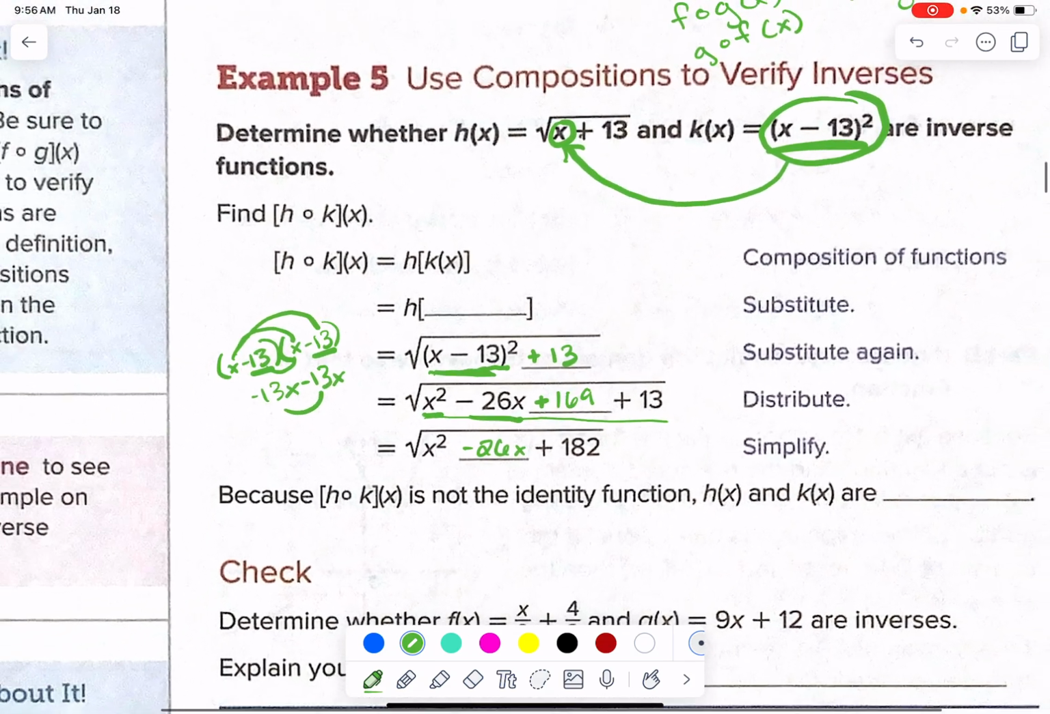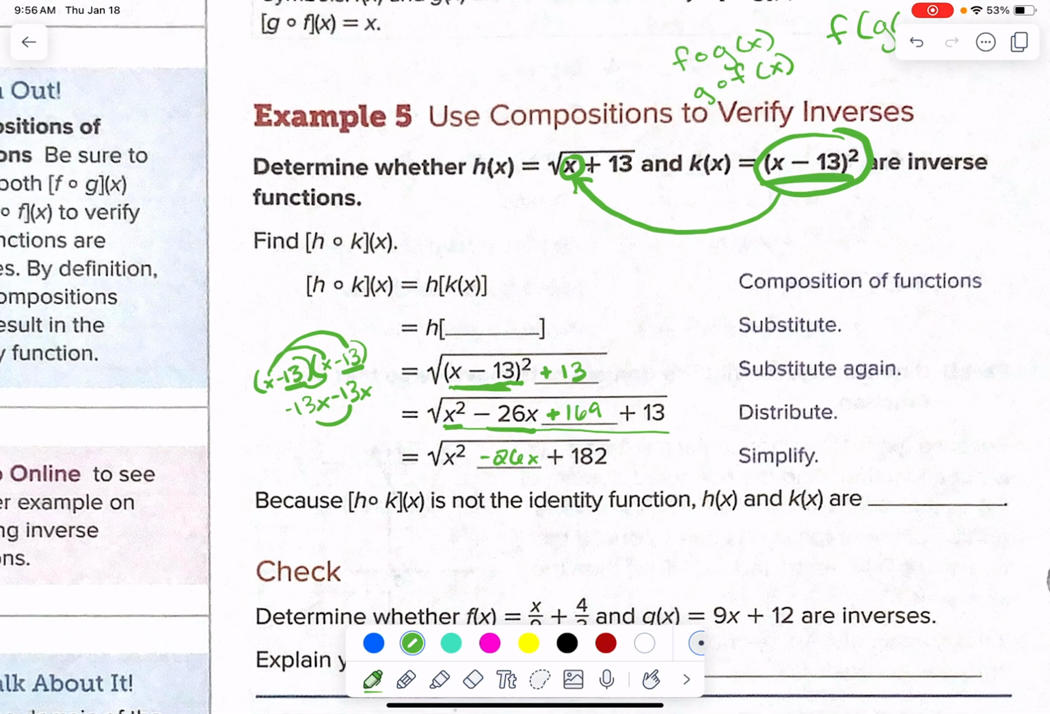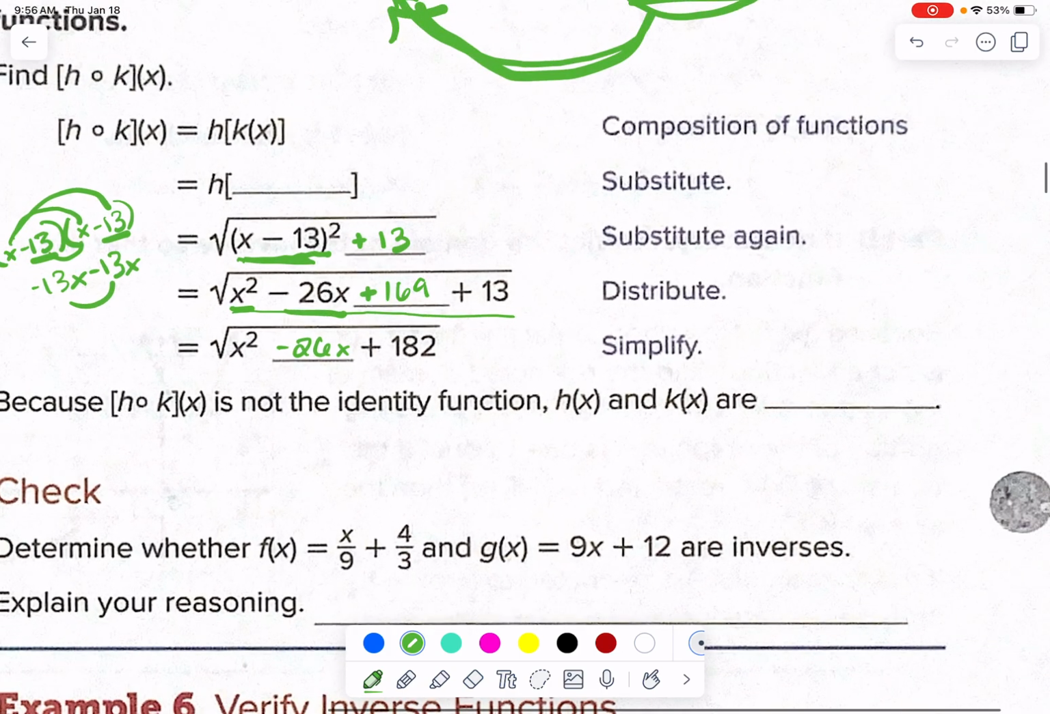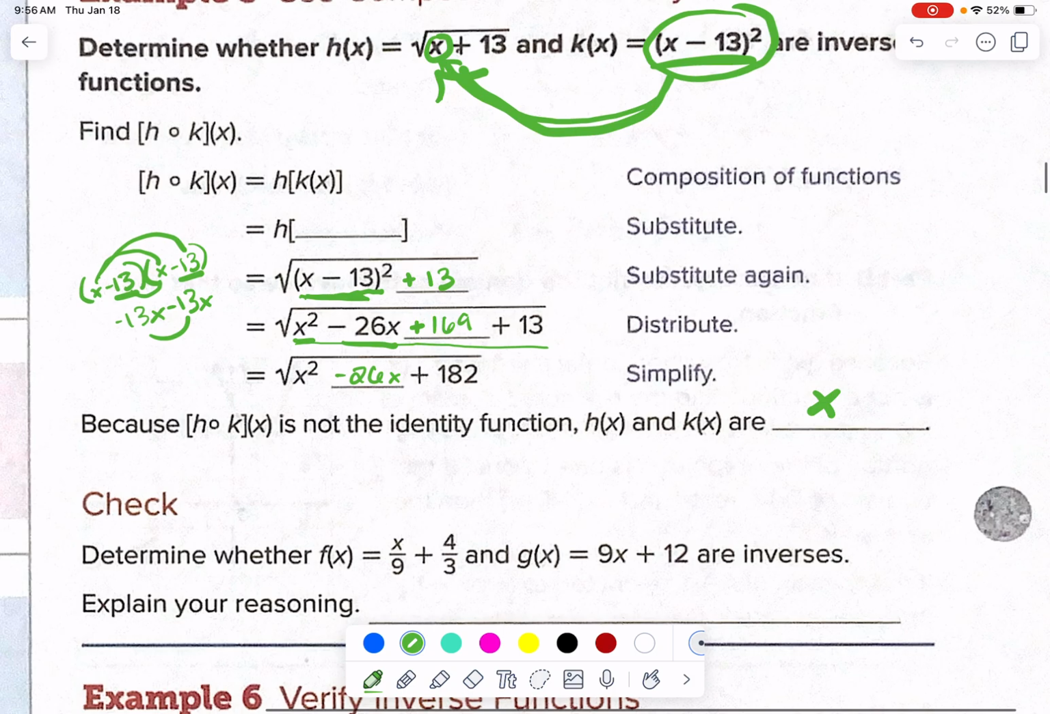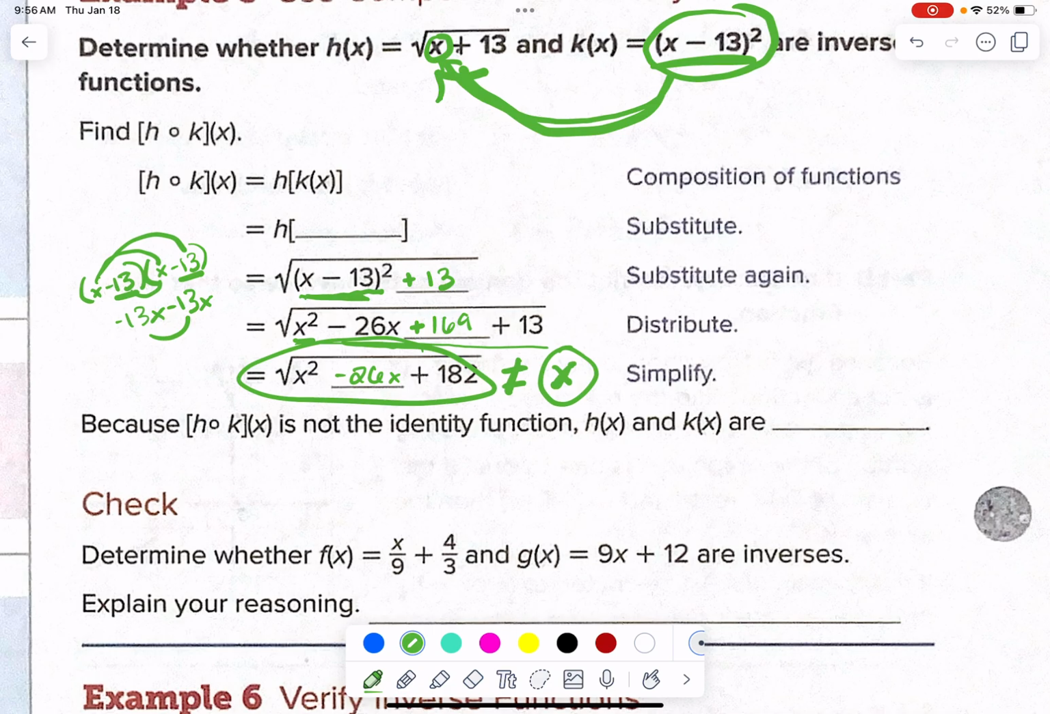Okay, now here's the deal. When you stuff one of them into the other, your answer should come out to be x. I don't know if that goes in that spot because it's not the identity function h and k. Okay, that shouldn't go there. This is not equal to x. It should simplify and come out as just x. So all of this stuff should cancel in here, and it doesn't. And the fact that it doesn't means that these two are not inverses, okay?